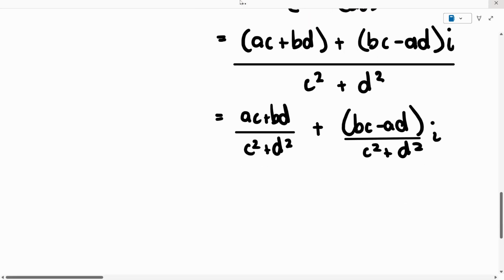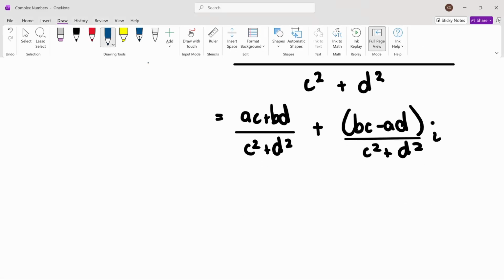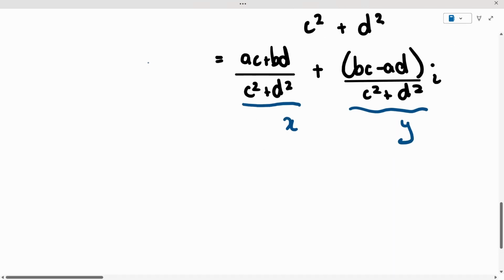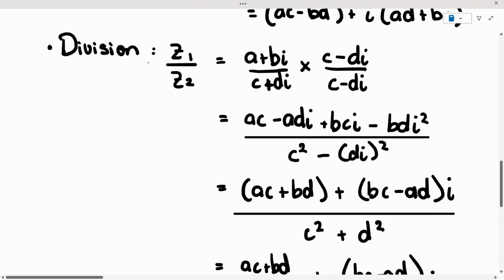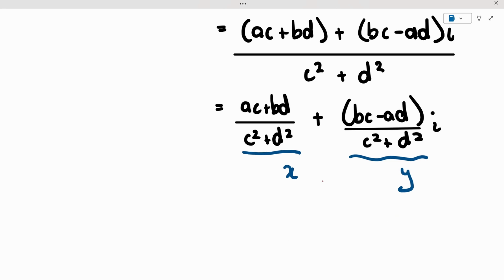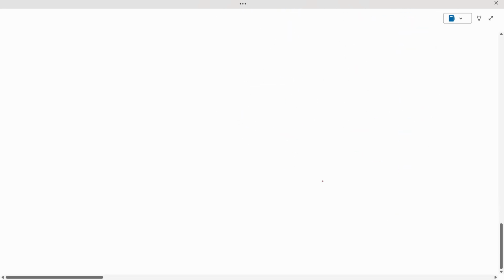This here is going to be a real number, we could call it x, and this here is a real number, we could call it y. So our answer is actually x plus yi, which is again a complex number. So this is how you divide two complex numbers. Those are your operations on complex numbers.